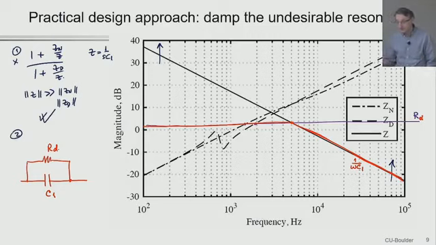Would this be a good way to remove these interactions? Yes, it would, as long as I've picked my RD skillfully so that I produce this interaction right here. I'm crossing the Zn and Zd at a point where my parallel combination of RD and C1 looks resistive. Okay, so this is all great. This, in fact, is a good way to do the damping. What is not good about it? What is impractical about this particular approach?